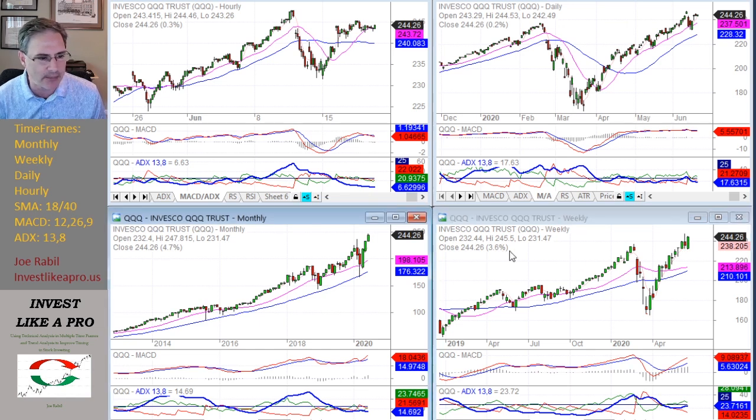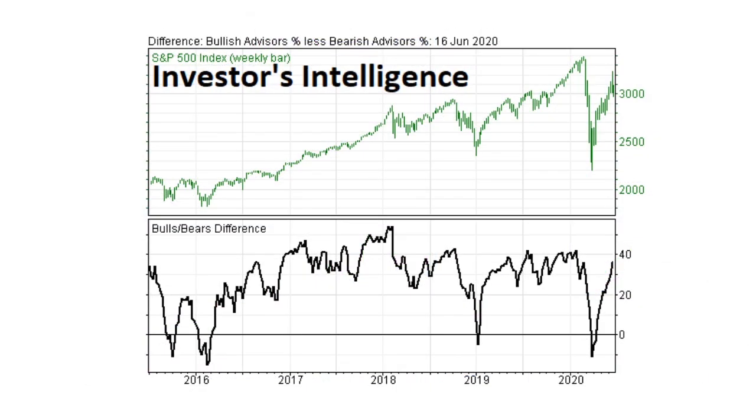So that's the update on the bigger indexes and the way sentiment is showing. I think we're at somewhat of a critical time. If we get over 40 on that sentiment number, I think you've got to probably get a little bit more on the defensive side if we see any more sign of selling.